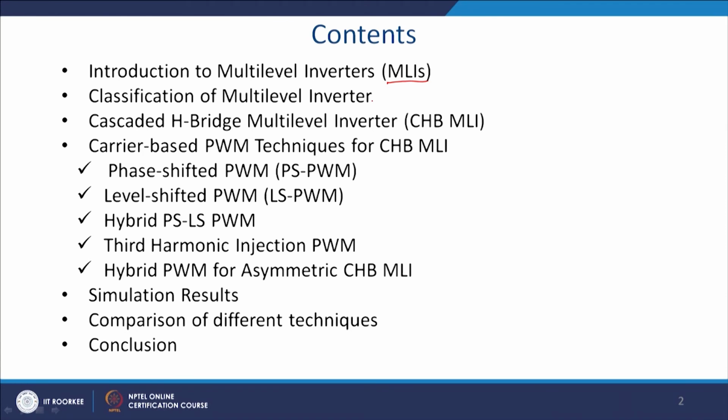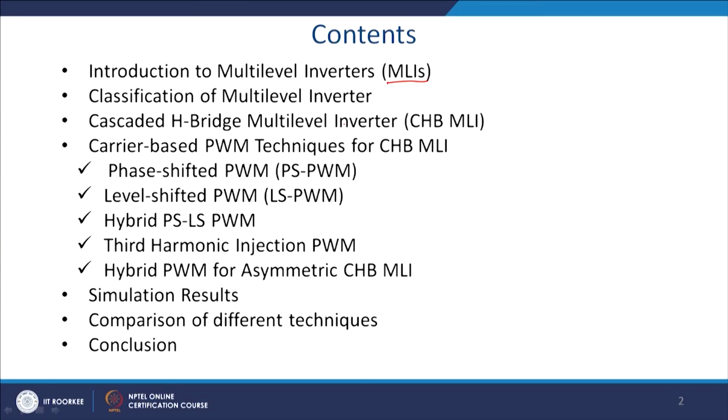Today we shall discuss in more detail the multi-level converter or inverter. We shall use the abbreviation MLI for multi-level inverter. First we will discuss the classification of the multi-level inverter, then the cascade HB multi-level inverter will be discussed in detail. This is one form of the multi-level inverter, and thereafter the different kinds of PWM technique required to operate this multi-level converter or inverter properly.